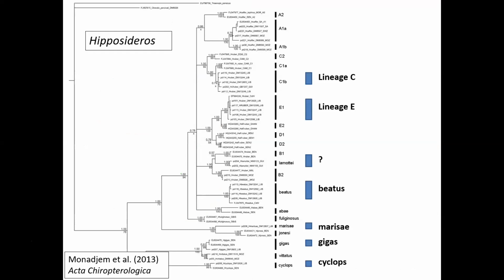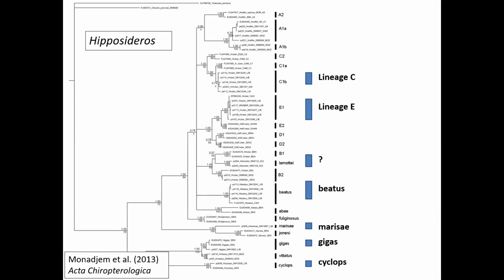So I had been working on Mount Nimba for many years before Aisling called on me. And based on the work I'd done on the Liberian side of the mountain, I could tell her that I have 6 species of Hipposideros. At that time, Cyclops and Gigas were still under the genus Hipposideros. Each blue bar in this phylogeny here represents a different species. Doryrhina cyclops at the bottom, Macronycteris gigas, and then Hipposideros marisae, beatus, and then the 2 Hipposideros that I showed you earlier on that don't have names, that in fact, they do have names. They're called lineage E and lineage C.